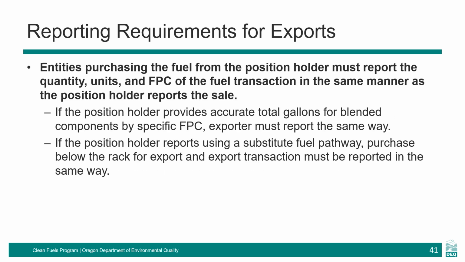When an entity exports fuel from Oregon after purchasing it from a position holder, both the position holder and the exporter must accurately report the fuel quantities, its units, and the fuel pathway code. If the position holder has provided specific gallons for blended components, the exporter must match and report those quantities in the same manner. It is essential that both parties report their portions of the transaction correctly to maintain consistency and ensure transparency in the export process.